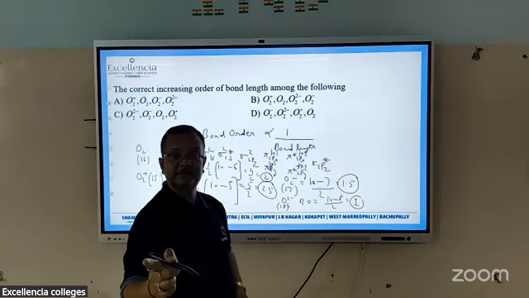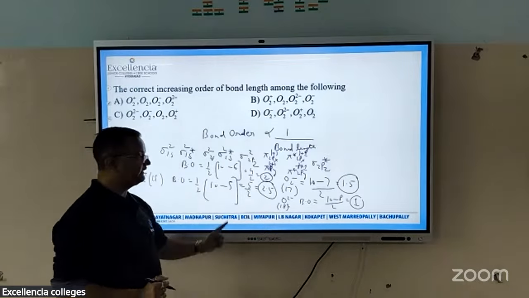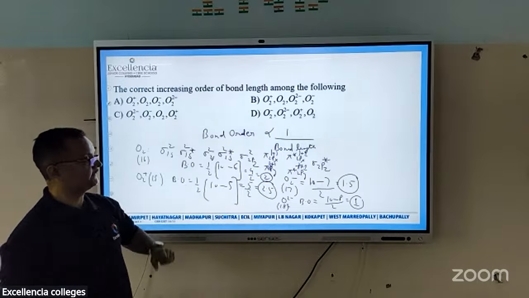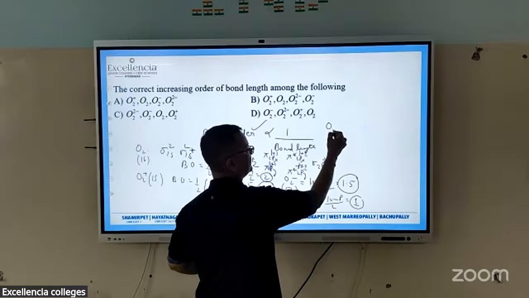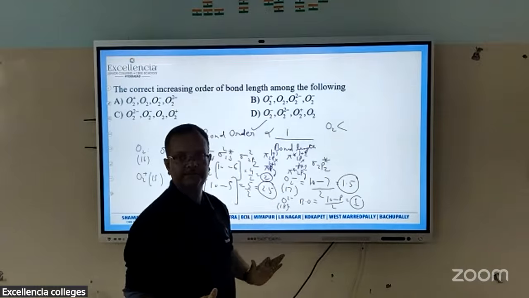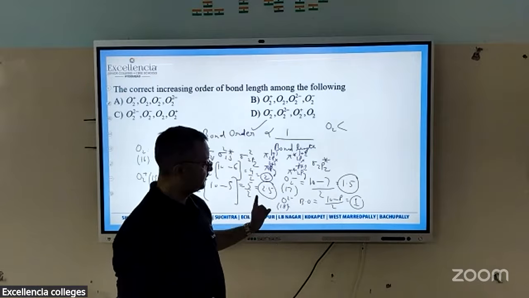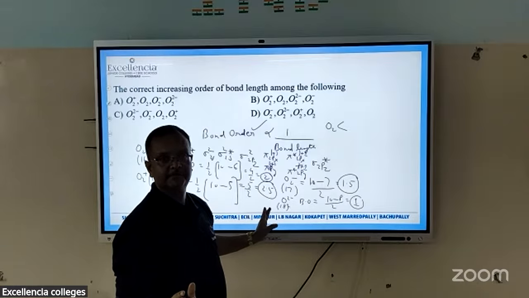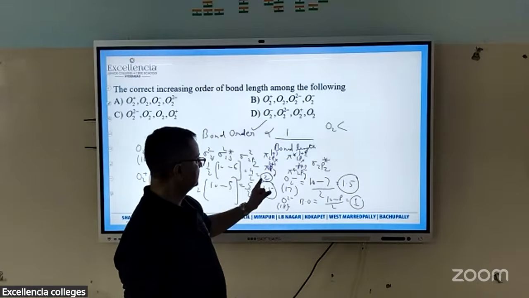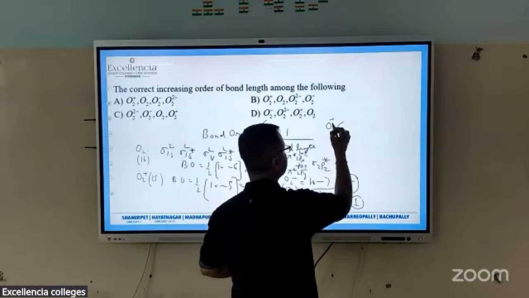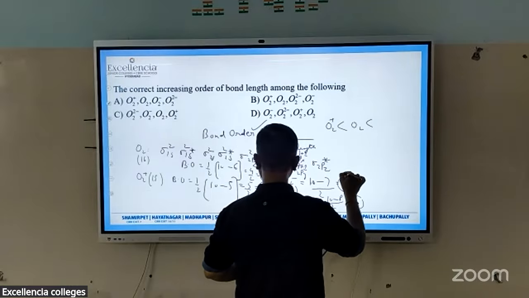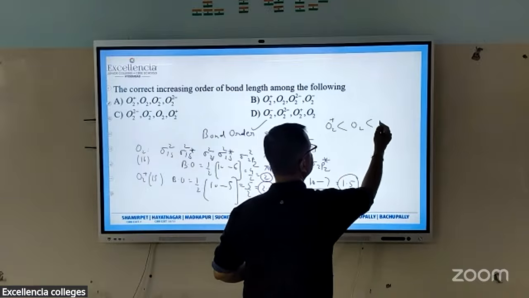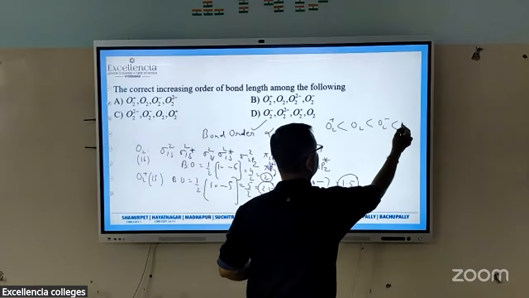Now tell me which has the highest bond order. Highest is O2 plus. So with this concept, O2 plus will have the least bond length, because higher is the bond order, shorter is the bond length. Then who will be next? O2. Then O2 minus will come, and the maximum bond length will be for O2 two minus.